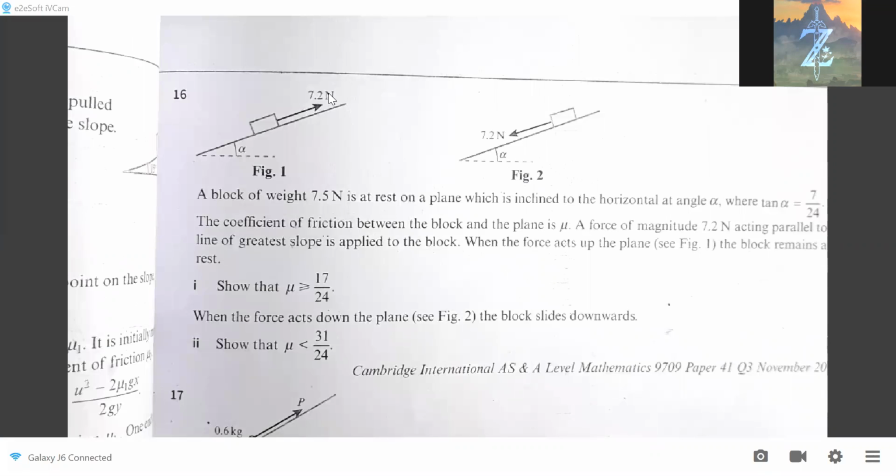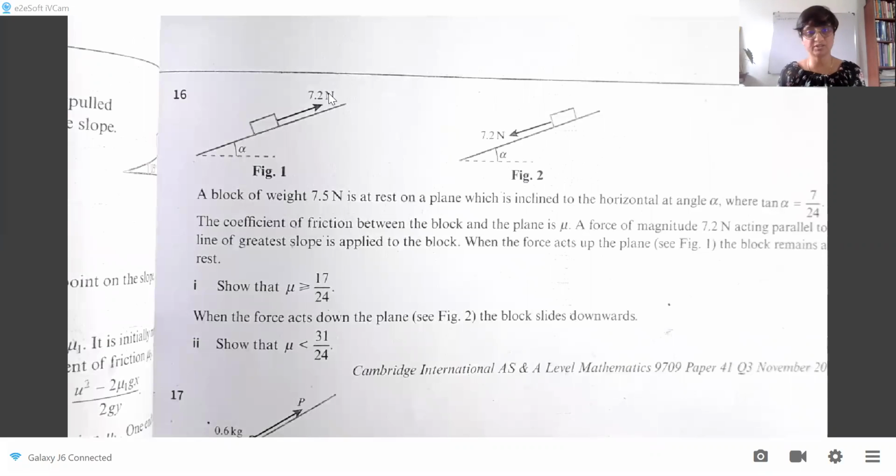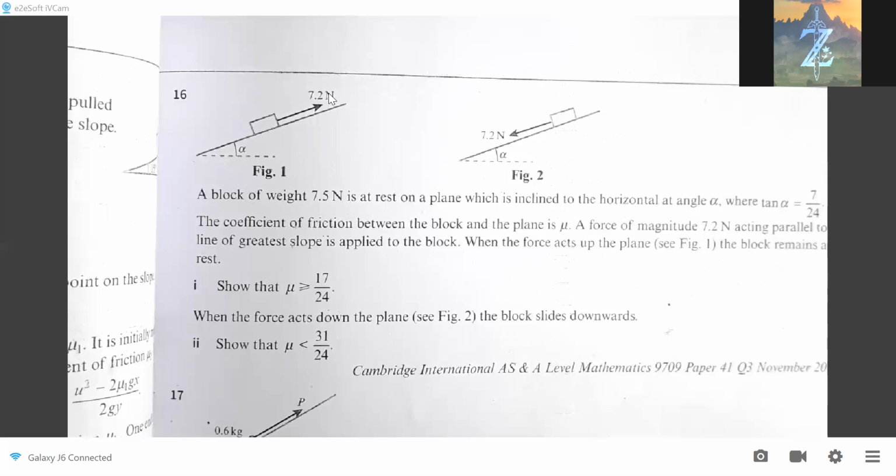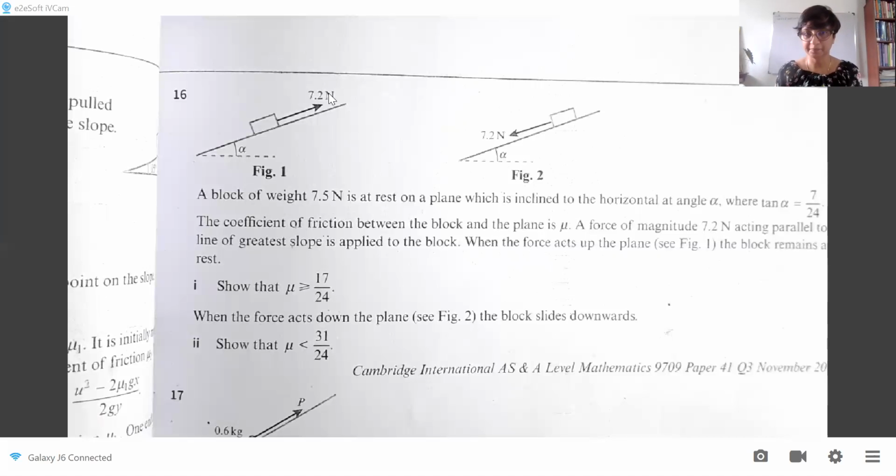Yeah, I somehow tried and got up. I got mu for the first one. I got mu equals 0.953. That is greater than 17 over 24. You didn't get that, the first part. You didn't get the first part? I got the answer for the first part. You got the first part.